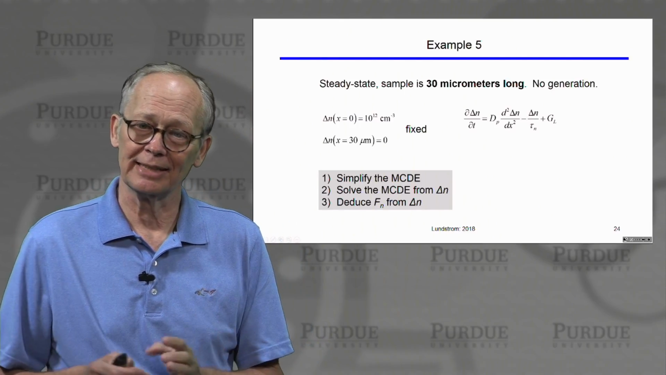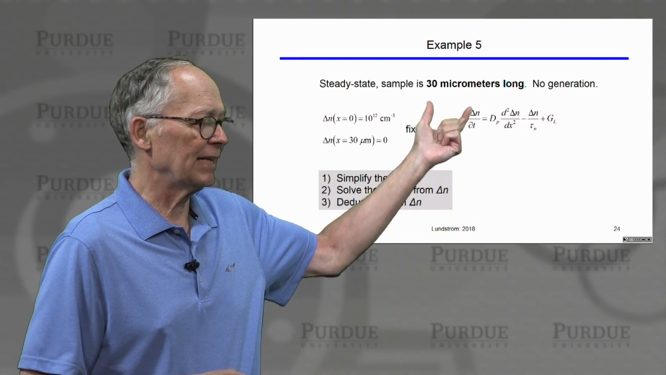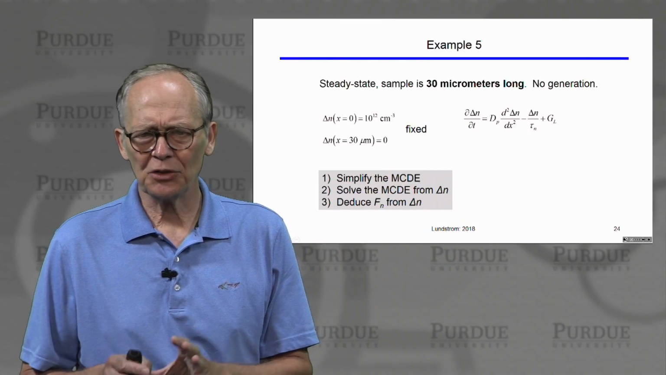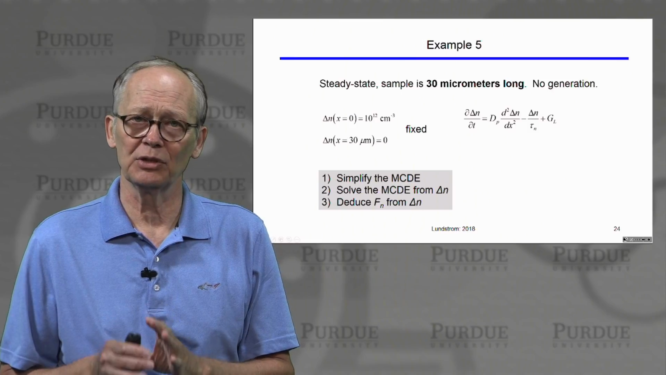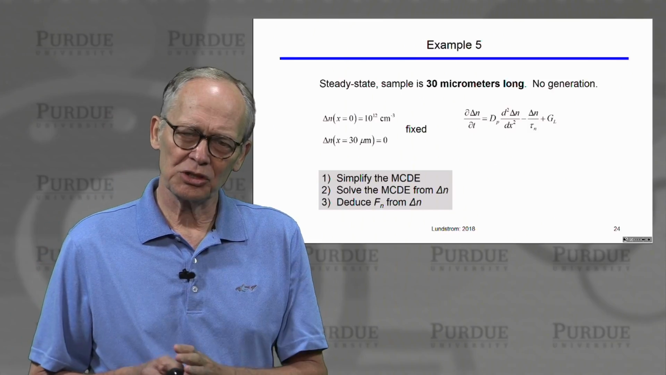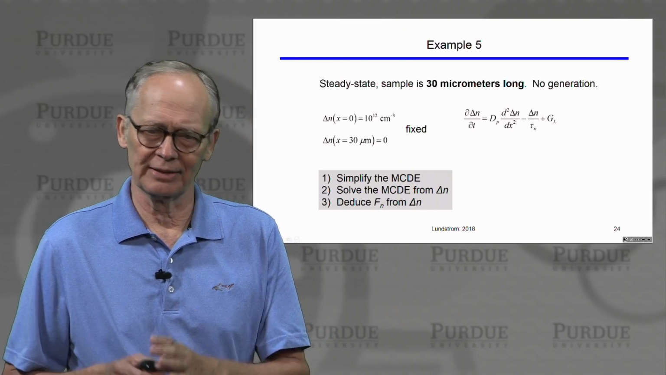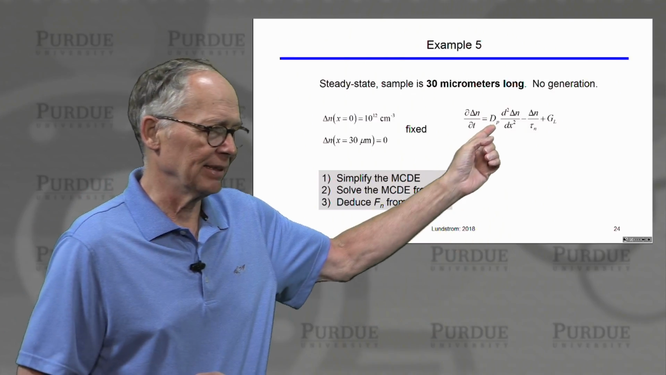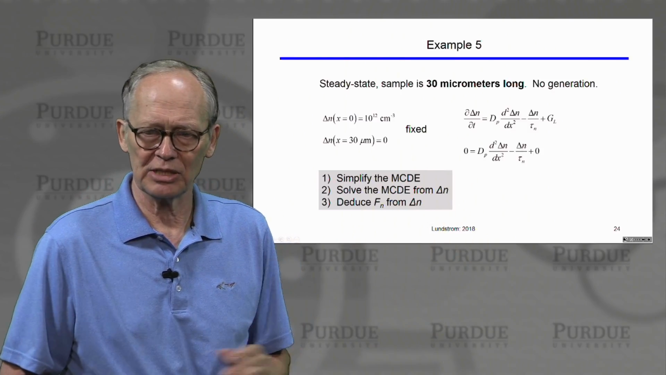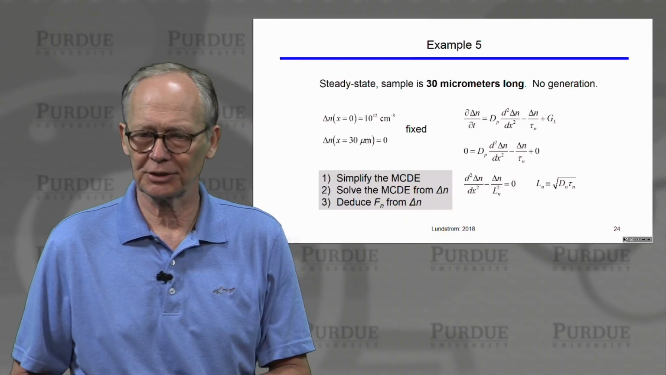We should do one that is in between. So let's take 30 micrometers. 30 micrometers is about 1 diffusion length long. So this solution will be between the exponential and the linear. Again, we're solving the same minority carrier diffusion equation with the same simplifications.